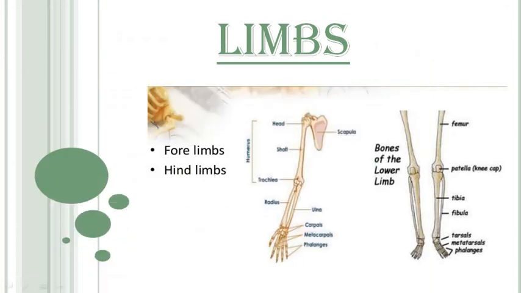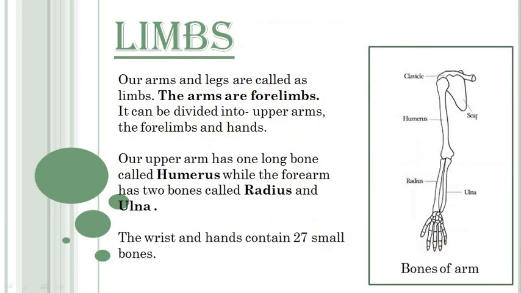The next part of the skeletal system is limbs. Limbs means our hands and legs. Our arms and legs are known as limbs. The arms are known as forelimbs, and the legs are known as hind limbs. Our forelimb is divided into the upper arm, the forearm and the hand. The part from the shoulder to the elbow is known as the upper arm, the part from the elbow to the wrist is known as the forearm, and the wrist and fingers make our hand.